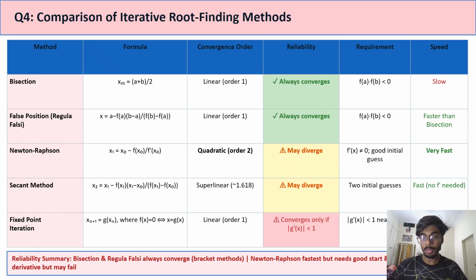So we have many root finding methods, like bisection, false position, regula falsi, Newton-Raphson, secant, and fixed point iteration. These are all different methods, but they are used to evaluate the root of a polynomial. For the first, we have the bisection method, which calculates m equals a plus b divided by 2, which is a midpoint.